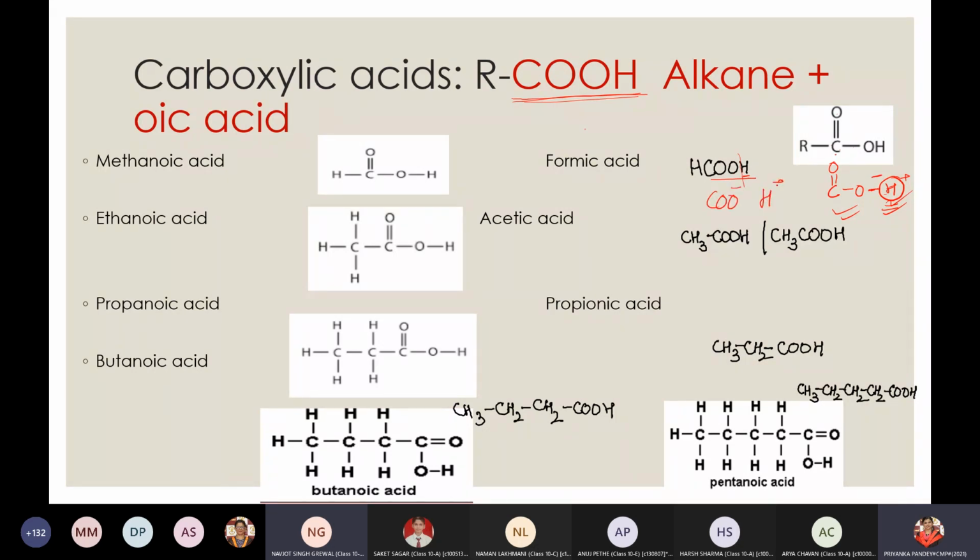It breaks like this. If it is having H, it becomes HCOO minus and H plus. If it is CH3COOH, it will form CH3COO single minus and H plus. This is the way it is going to generate H plus ion. Because it forms H plus ion, these are called acids. First thing. Second thing, when we talk about the structure, definitely you are going to show it like this. This is the branch structure.